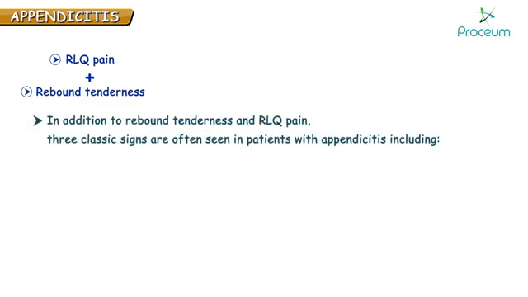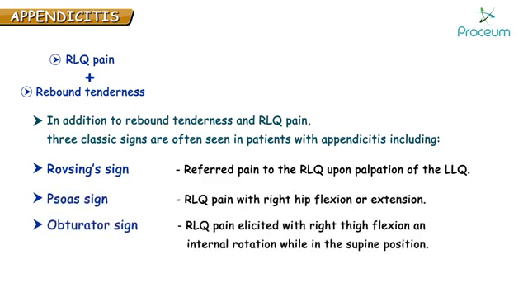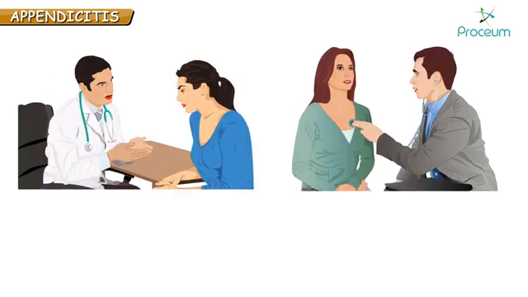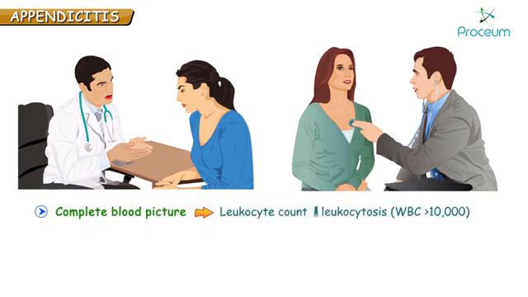In addition to this, 3 classical signs are often seen. Those are Rovsing's sign, Psoas sign, and obturator sign. Always remember, the diagnosis of acute appendicitis is based on a thorough clinical assessment, as imaging studies and laboratory findings can only support a diagnosis. Now, after clinically assessing the patient, the doctor first orders routine tests like complete blood picture and complete urine examination, etc. In the complete blood picture, you notice that the total leukocyte count of the patient is flaring up. The patient has leukocytosis.